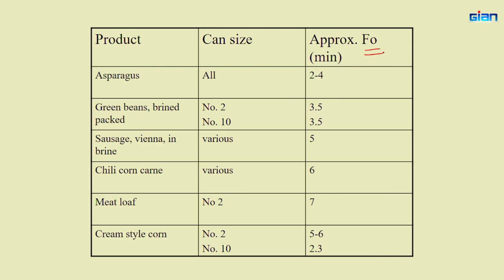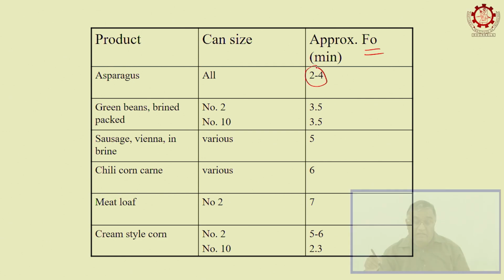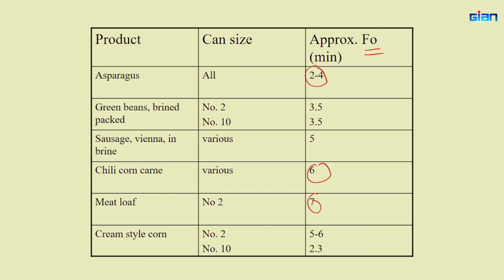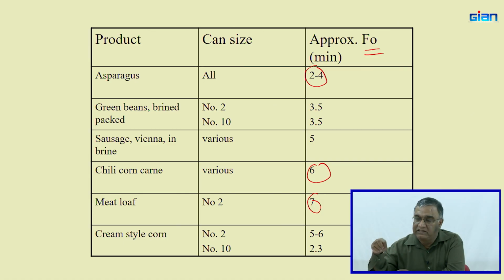In the literature, the F value calculations for different products are given. For example, asparagus about 4 minutes, corn 6 minutes, and so on. Somebody has done these experiments. When they say F0, it may be 250 Fahrenheit, and they put in these different products and estimate how much time it takes to get a certain log reduction in different products, and so forth.